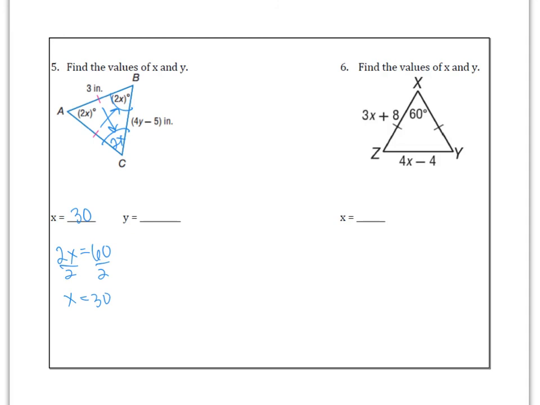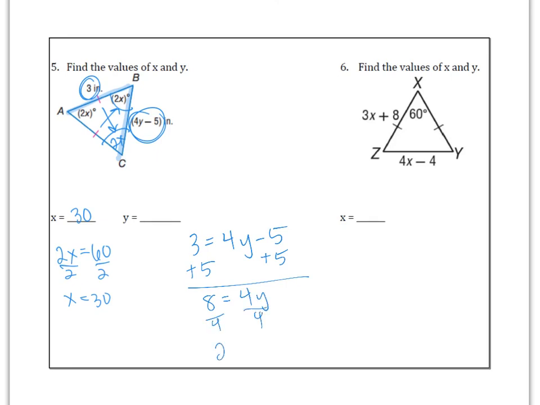To find y, what I know is all 3 angles are the same, so that means all 3 sides have to be the same. And so what I can do now is I can say the 3 inches is going to equal the 4y minus 5. So I can say 3 equals 4y minus 5, add 5, get 8 equals 4y. Divide by 4. 2 equals y. And then finally, last but not least, number 6.